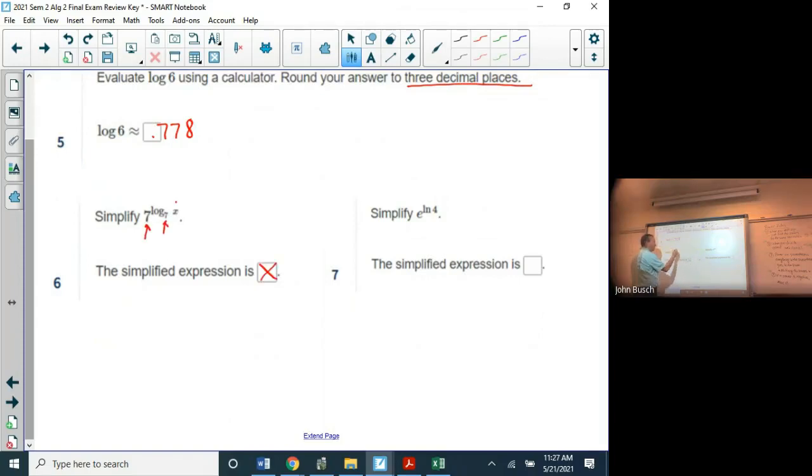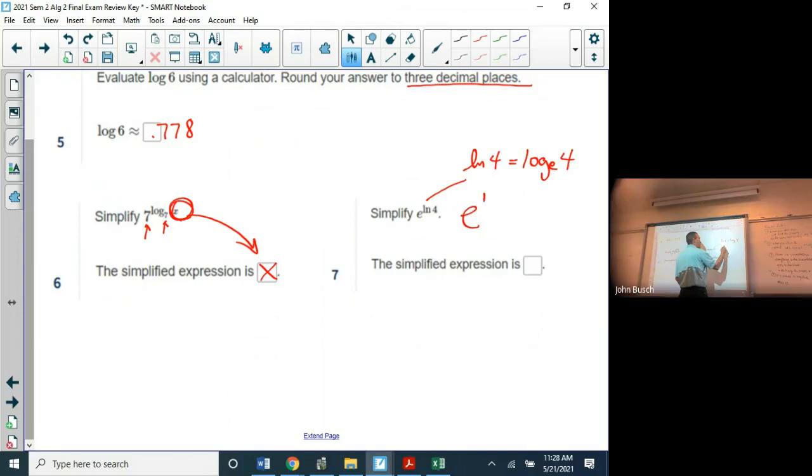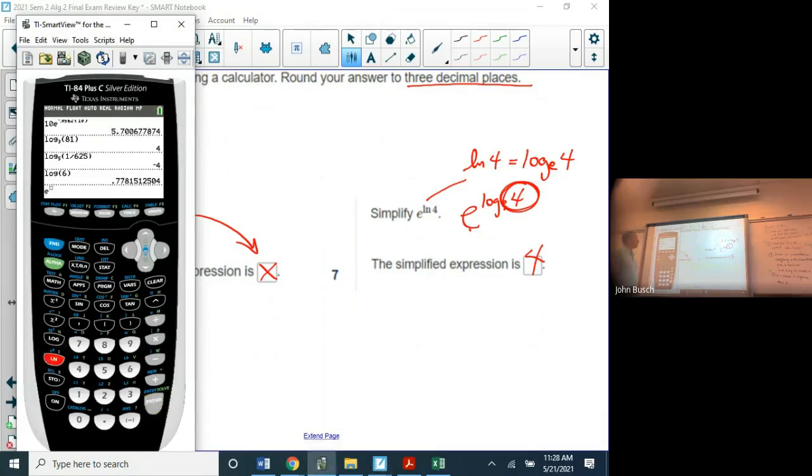Okay, number 5. When the base of the exponential is the same as the base of the log, they undo each other. So whatever this number is, that's what's left. And the same thing with this one. Remember, natural log of 4 is the same as log base e of 4. So this says e to the log base e of 4. And the base of the exponential is the same number as the base of the log. Everything disappears and we're just left with that 4. Of course, on that one, we can just put it into the calculator, e to the natural log of 4, and see that that's just 4.